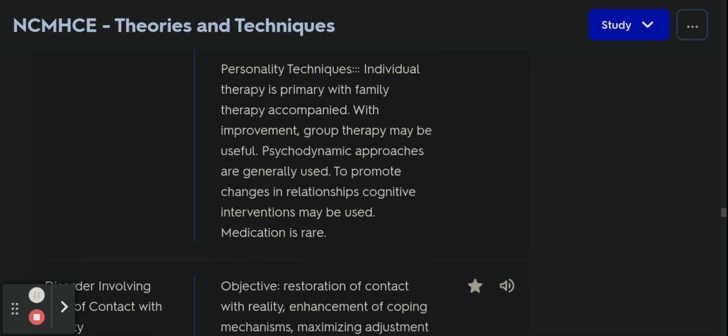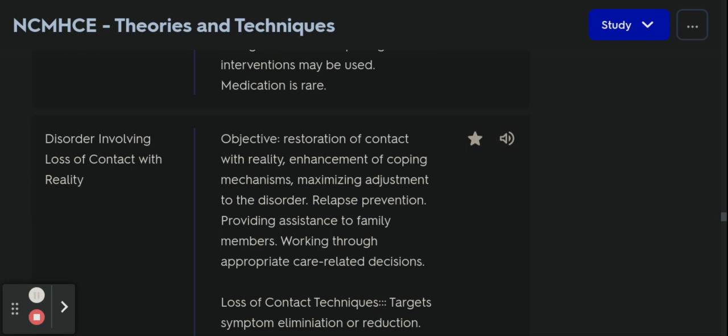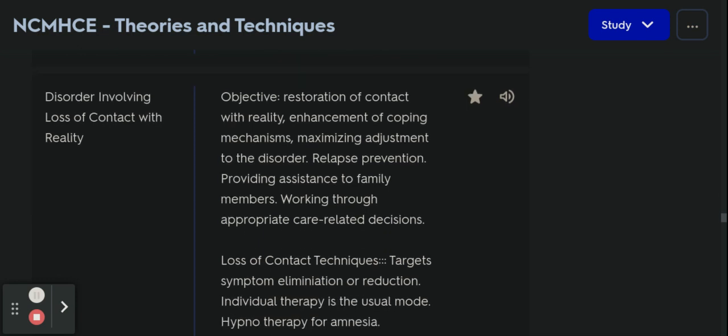Psychodynamic approaches are generally used to promote changes in relationships. Cognitive interventions may be used. Medication is rare. Disorders involving loss of contact with reality. The objectives: restoration of contact with reality, enhancement of coping mechanisms, maximizing adjustment to the disorder, relapse prevention, providing assistance to family members, working through appropriate care-related decisions.